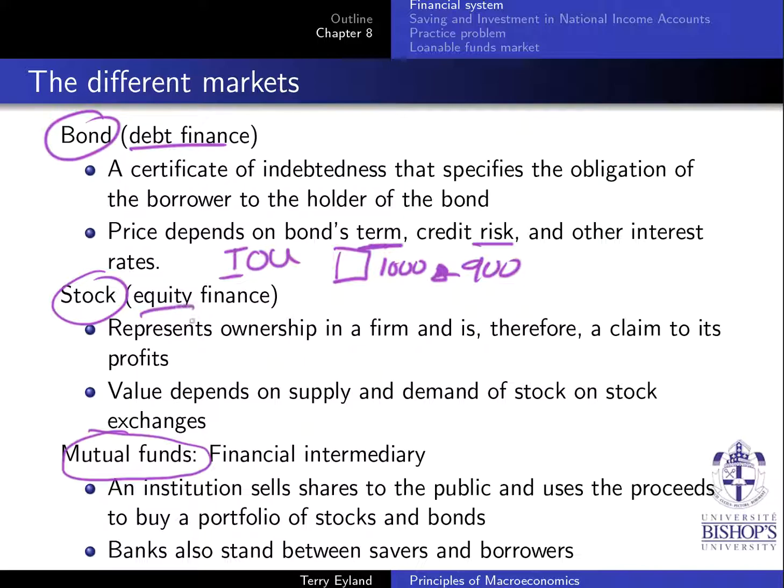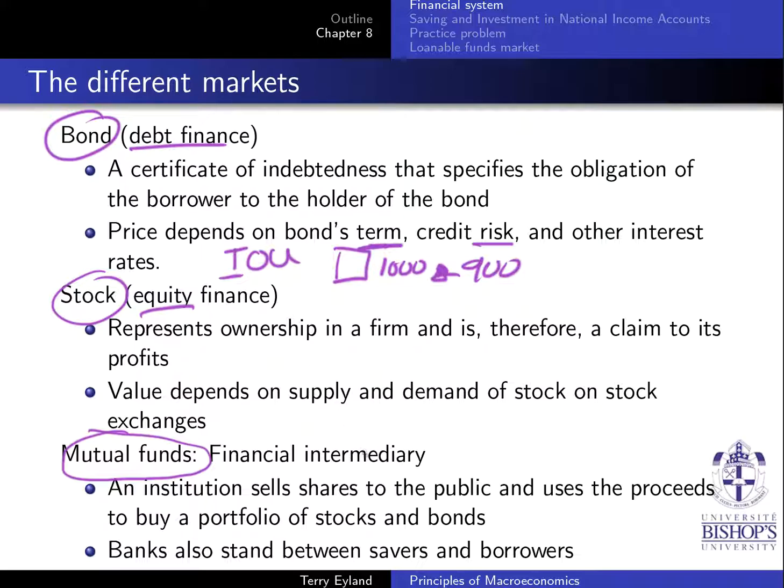Stock is seen as equity finance. So you represent ownership in a firm, claim to its profits. So the value depends on supply and demand of the stock on stock exchanges, but typically the value of a stock is going to go up as the value of a company goes up. So you own part of the company. You don't get paid at a certain date. You essentially have to sell your stock to get the money. Whereas this, when it comes to maturity, you get your money. You can always sell it before maturity, but you can always keep it to maturity. Whereas the stock, you keep it, and when you decide to sell it, you could have made profit, you could have lost money on it. But if the company is growing and is doing well, typically the value of the stock is going to go up.